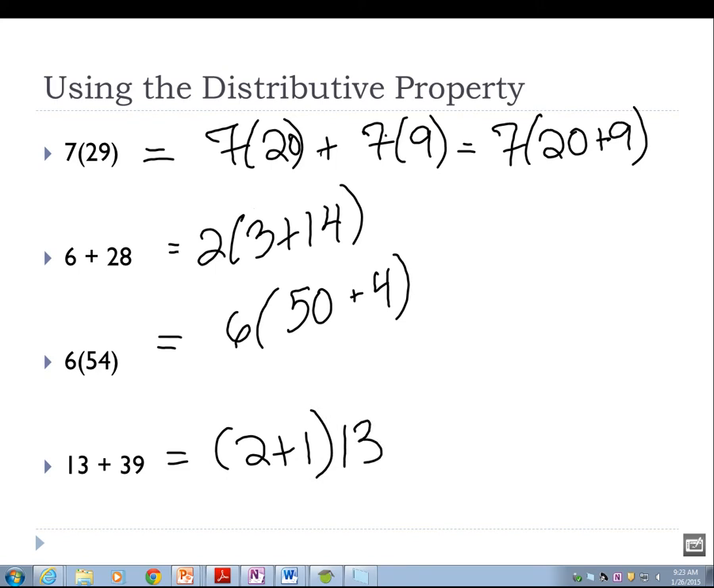Now, if this is true, it should equal the same thing as 13 plus 39. What is 13 plus 39? 52. So 13 times 2 is what? 26. 13 times 1 is what? 13. Does that equal 52? Nope.